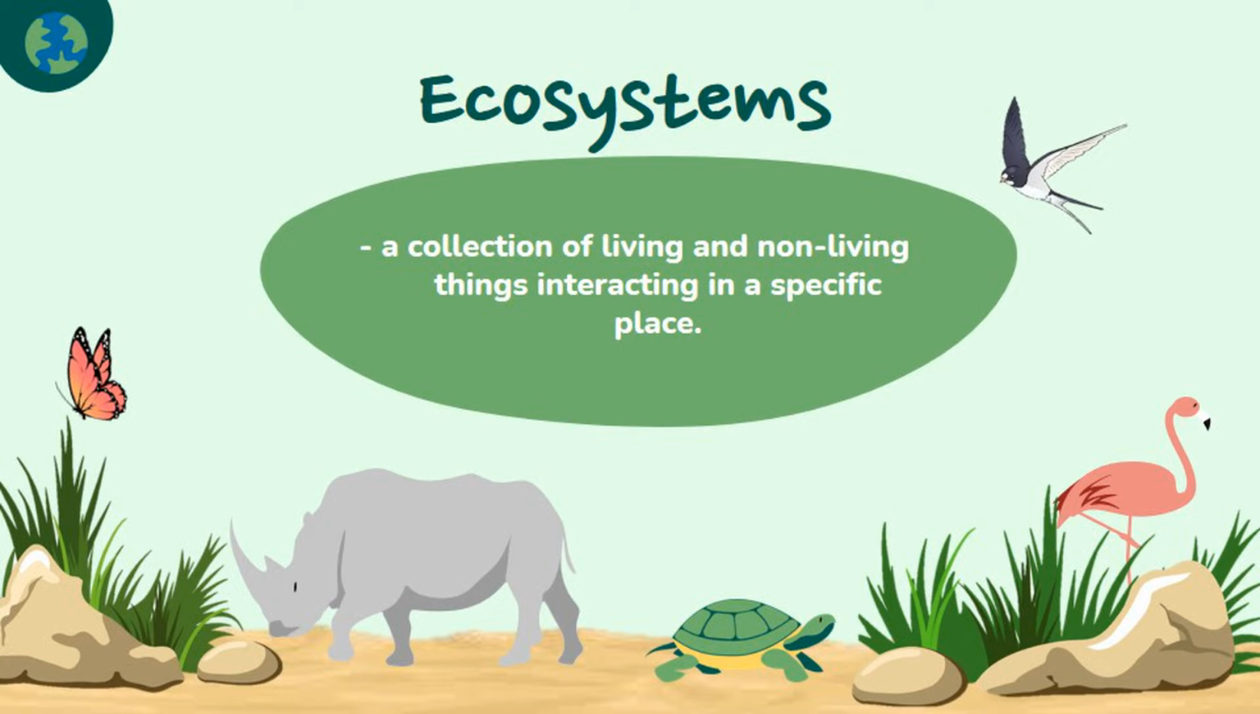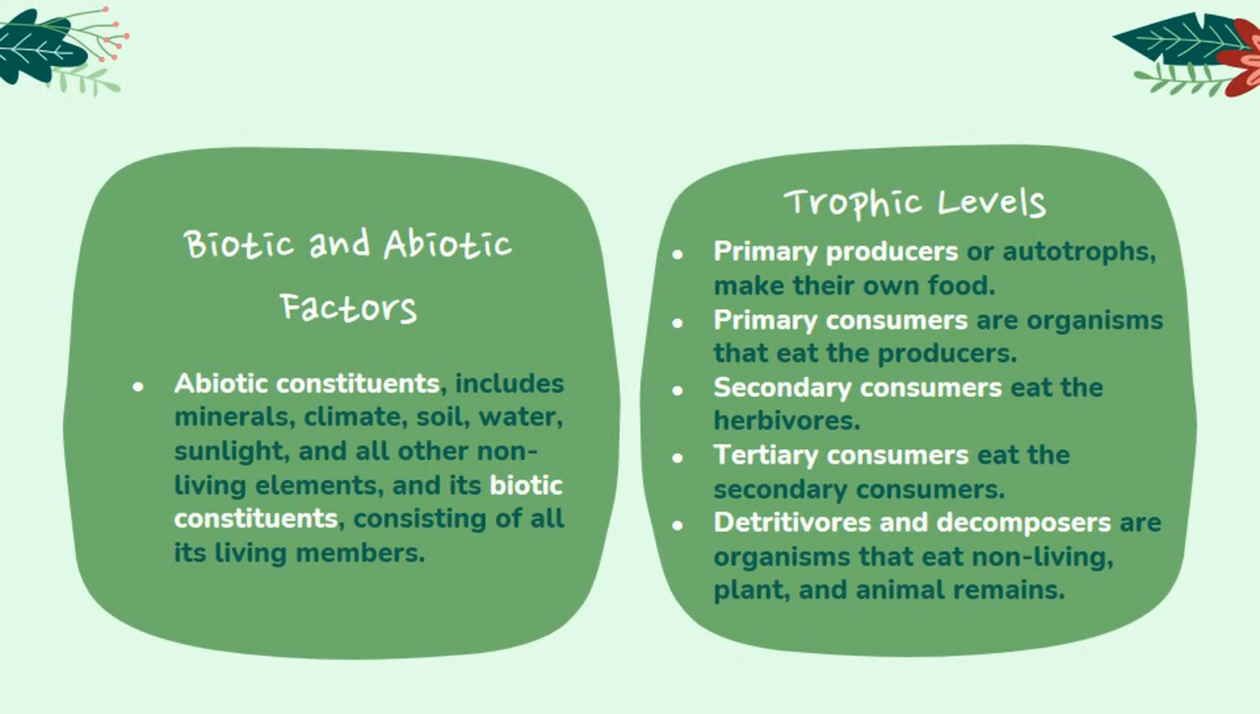Ecosystem ecology is the integrated study of living, or biotic, and non-living, or abiotic, components of ecosystems and their interactions within an ecosystem framework. This science examines how ecosystems work and relates this to their components such as chemicals, bedrock, soil, plants, and animals. An ecosystem can be categorized into its abiotic components, including minerals, climate, soil, water, sunlight, and all other non-living elements, and its biotic constituents, consisting of all its living members.